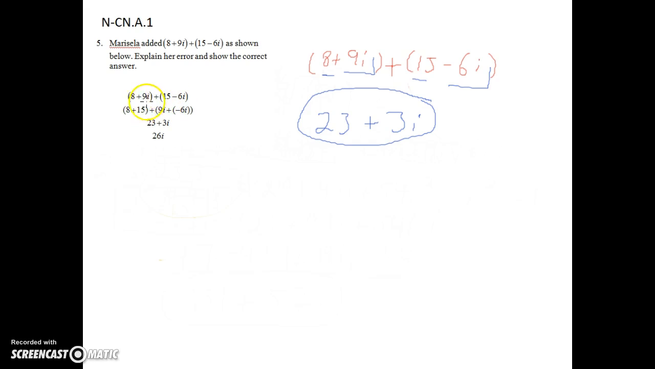Okay, so she has the problem. She moves stuff around so she could add it. Okay, so she got 23 plus 3i, which is what we did, but then she combined them together. So that's her error. We can't do that. So to explain her error, we would say something like she combined the 23 and the 3i, but they're not like terms. So that would be her error.